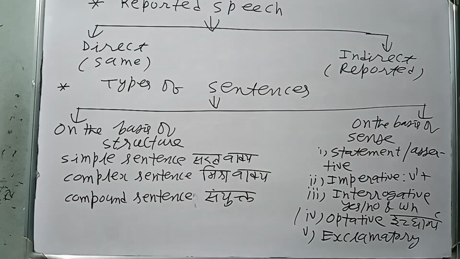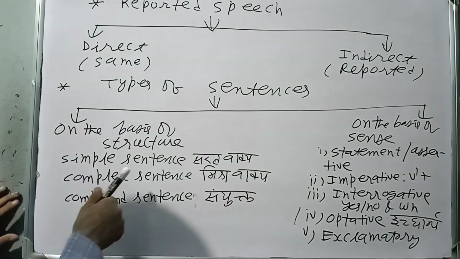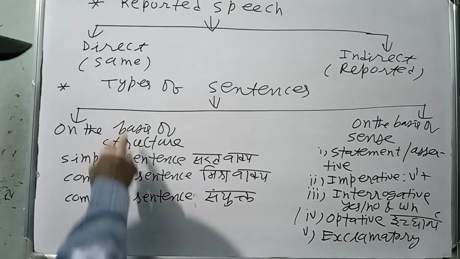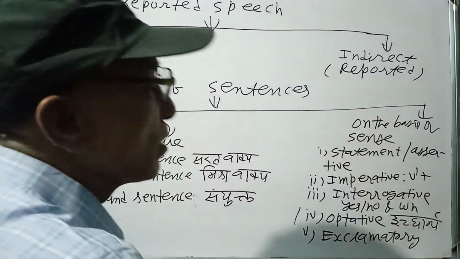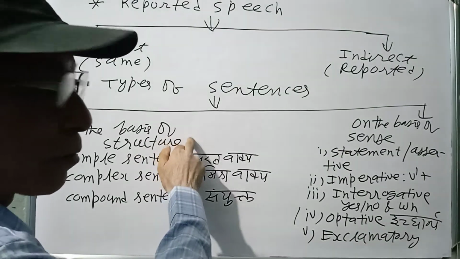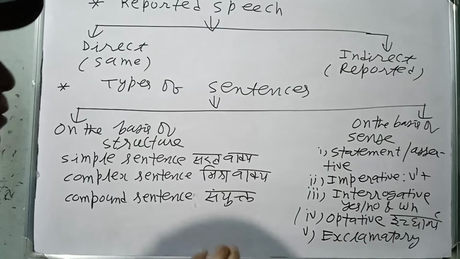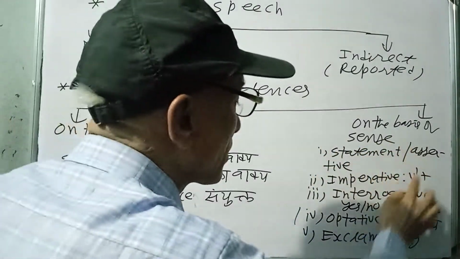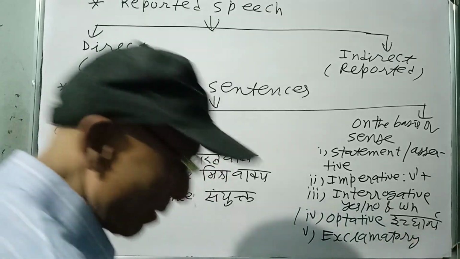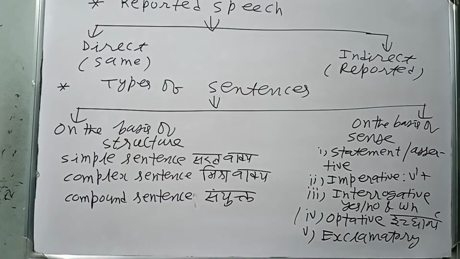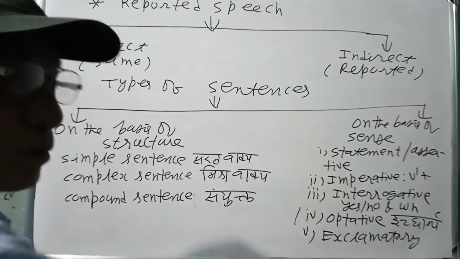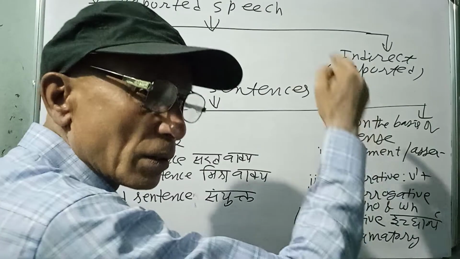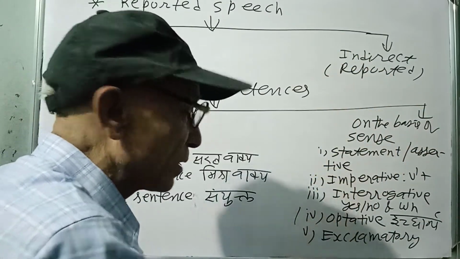Five types of sentences on the basis of sense. On the basis of structure, how it is made: simple sentence, complex sentence, and compound sentence. Three types on the basis of structure, five types on the basis of sense. Structure is about construction, sense is about meaning. Before changing direct speech into indirect or indirect into direct, students should know the types of sentences, mainly whether the sentence is assertive, imperative, interrogative, optative, or exclamatory.